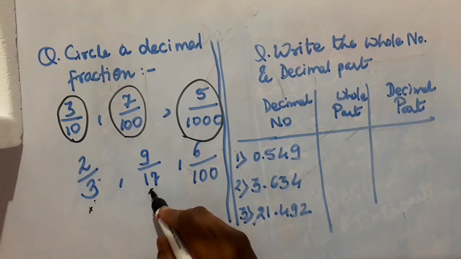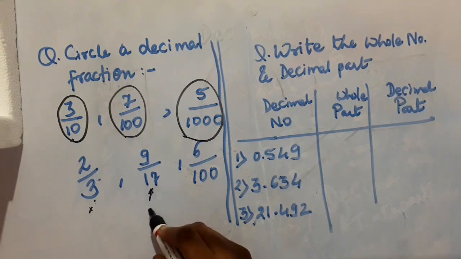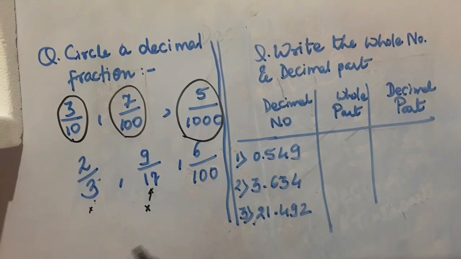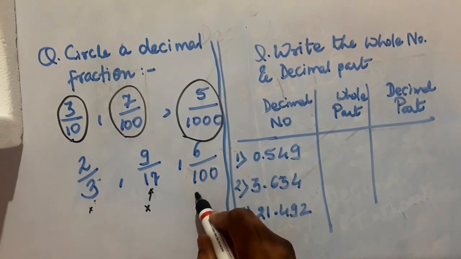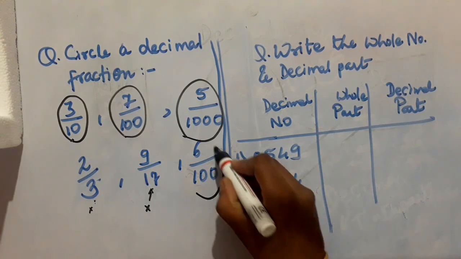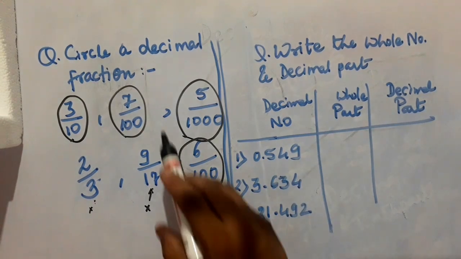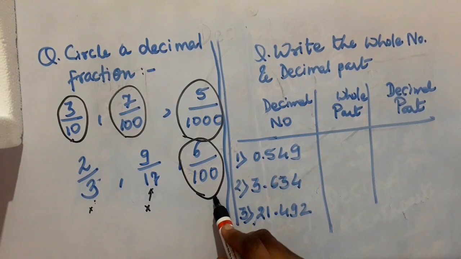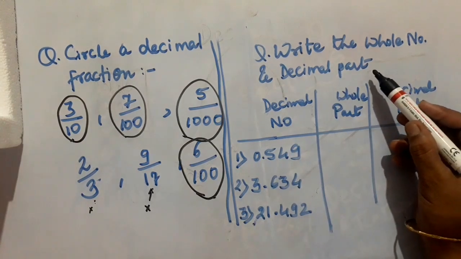Here the denominator is 17. So it's not a power of 10. So this is not a decimal fraction. Here the denominator is 100. So yes, we need to circle that also. So this is a decimal fraction. Fine. Now let us go for the next question.